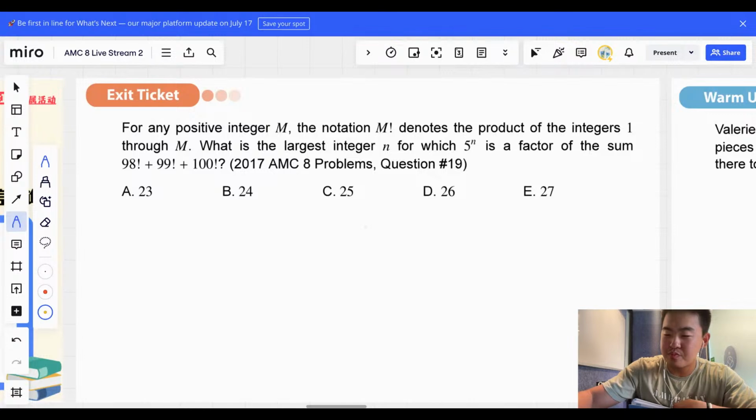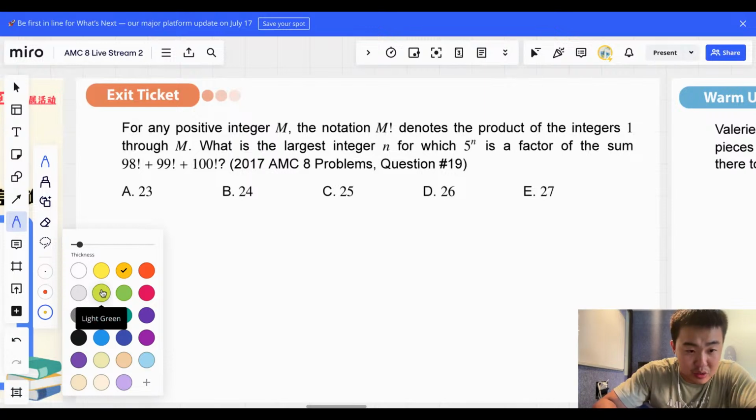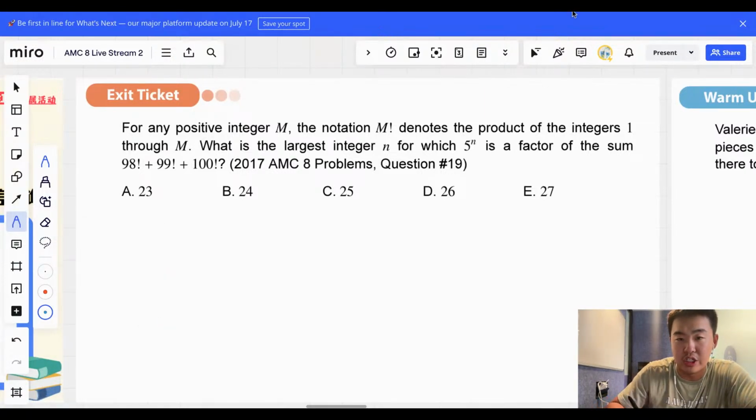So the exit ticket is going to test our understanding of the knowledge we just learned. For any positive integer m, the notation m with the symbol denotes the product of the integers from 1 through m. As you go later, maybe into middle school or high school, you will know that this notation has a name that describes the calculation. I will write it down here just for your information. It's called factorial. You can see the word factorial involves factors, right?